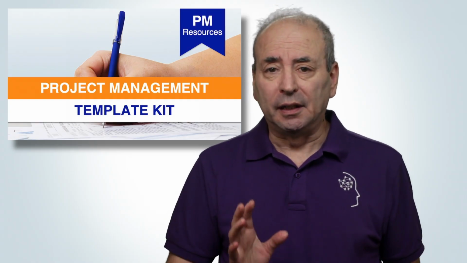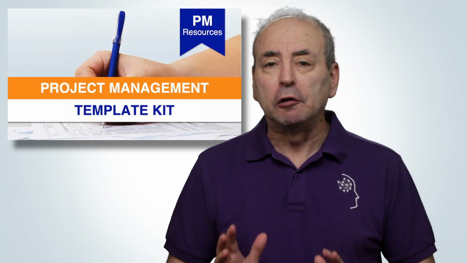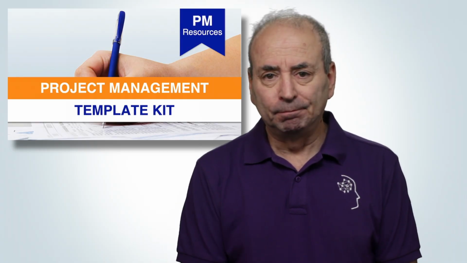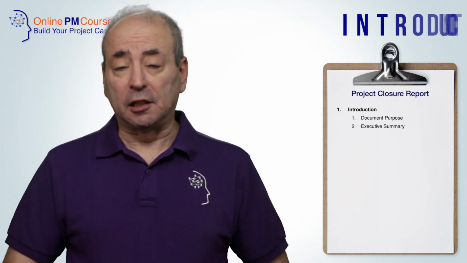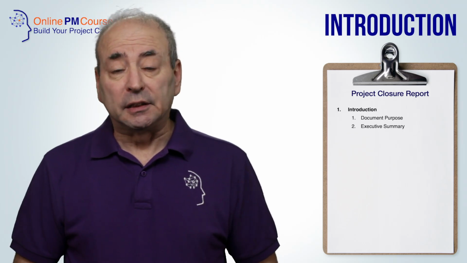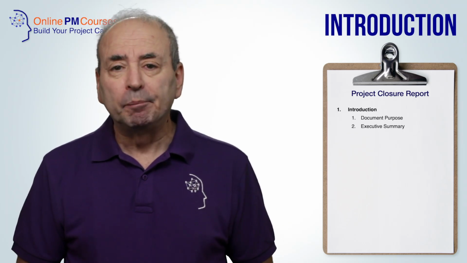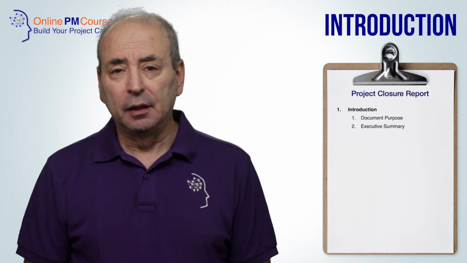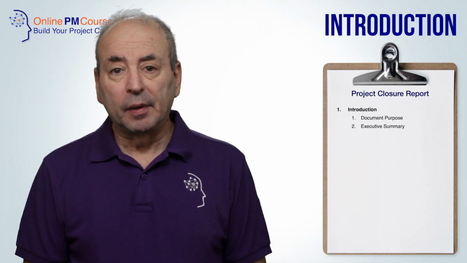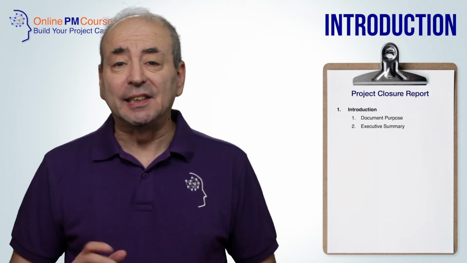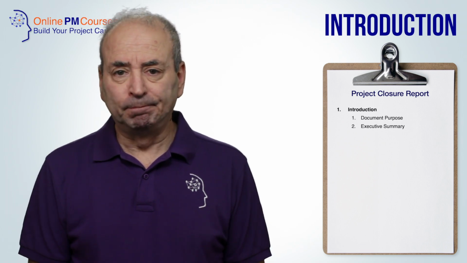A long list, if you like, of project closure report sections. Chapter 1 will be your introduction. In it, you'll include things like the purpose of the document and an executive summary of what it contains. Typically, you'll write this chapter last.